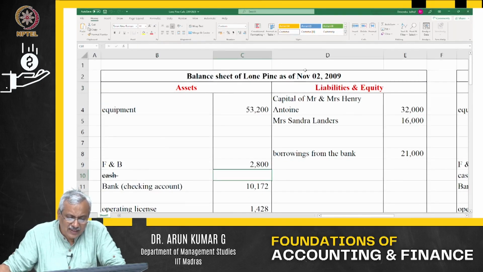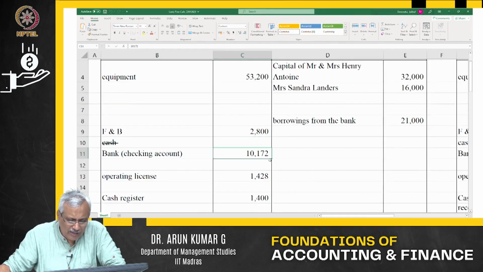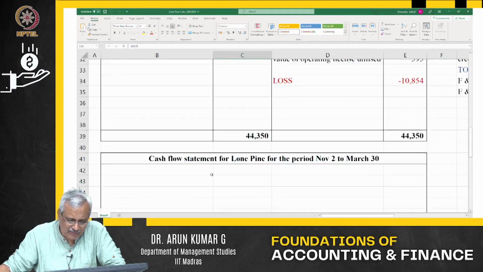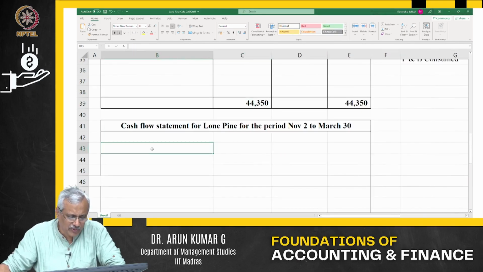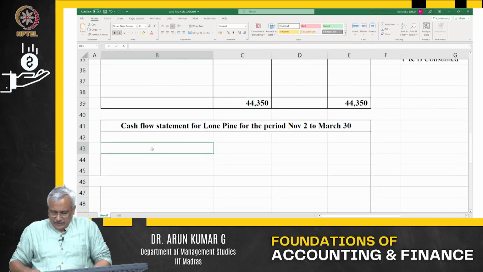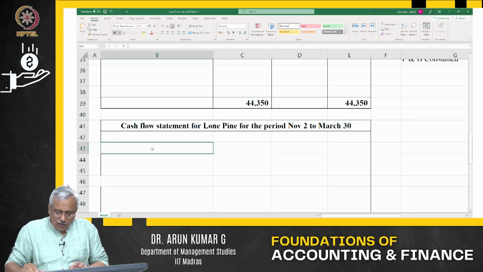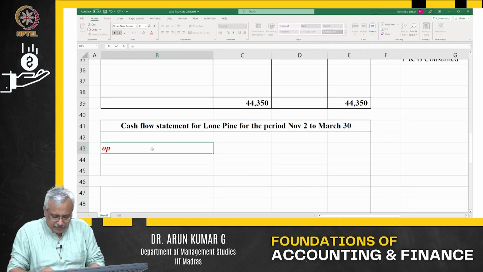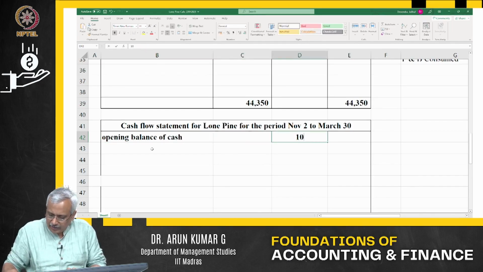We see that on November 2nd, the cafe had a cash balance of 10,172. So let me say that is the opening balance of cash, 10,172.